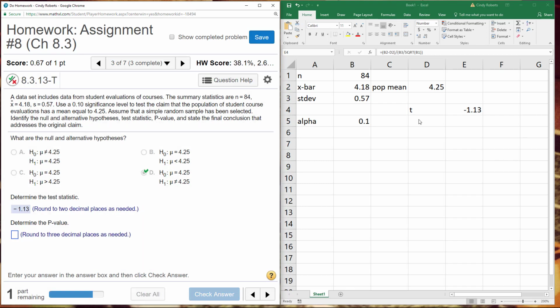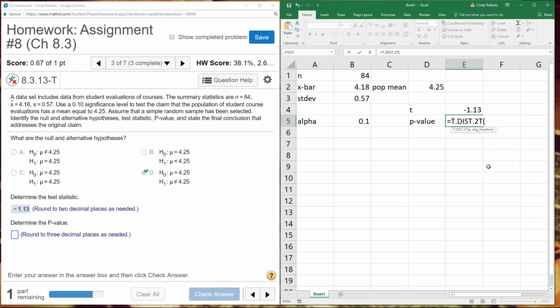Now it wants the p-value. So the p-value is determined by this value right here. All right, so my p-value, the only problem with Excel is Excel doesn't like a negative on your t statistic. I know this is a two-tailed test, so now it wants, where it says X, that test statistic.